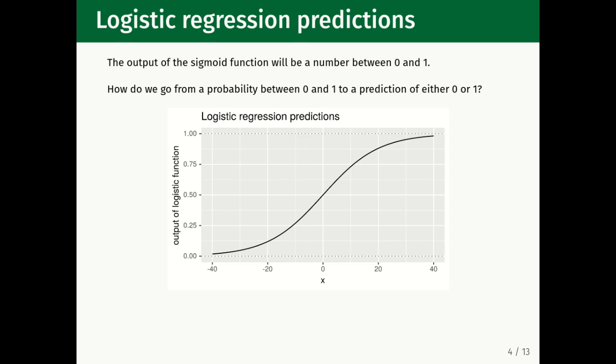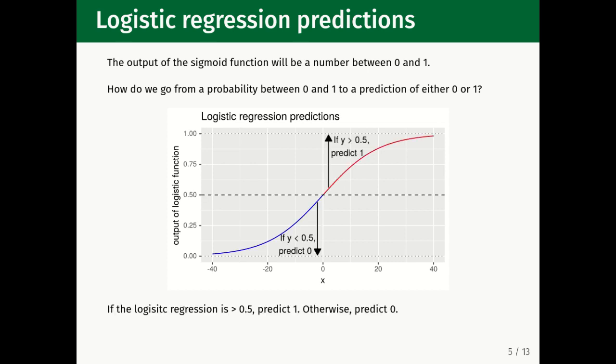So how do we go from the continuous number between 0 and 1 coming out of the sigmoid function to a prediction of either 0 or 1 exactly? Well, we take the probability and we basically round up or down. If it's greater than 0.5, we round up to a prediction of 1. Otherwise, we round down to a prediction of 0. And that's logistic regression.